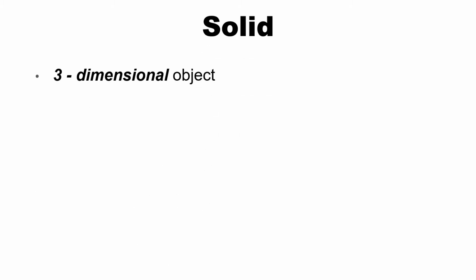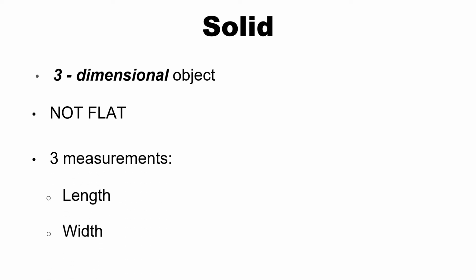A solid is a three-dimensional object. It is not flat and it has three measurements: length, width, and height.